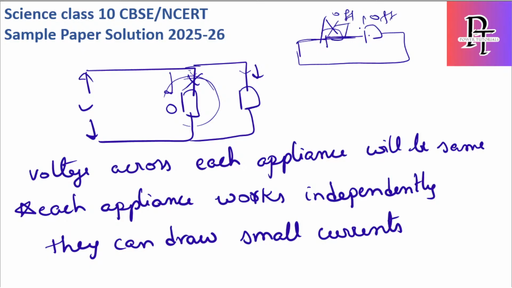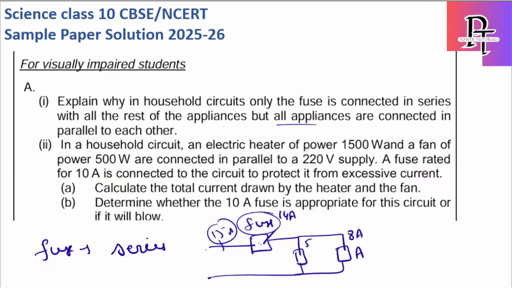So this way appliances should be connected in parallel because they can work independently, and thus they get the same voltage, and the current rating can be independent. It can be smaller, and it will always draw very low currents when compared to the series connection if any malfunction happens. Okay, so hope it explains the first part, the theoretical part. Let's solve the second one.